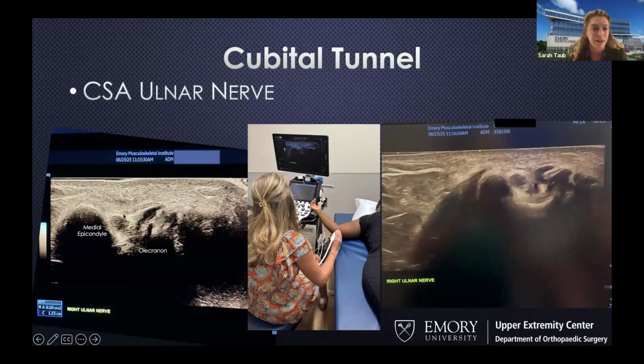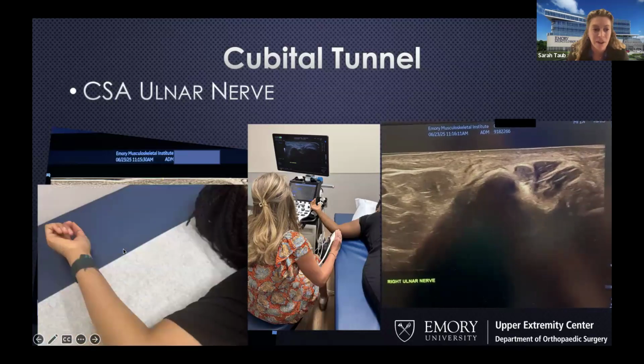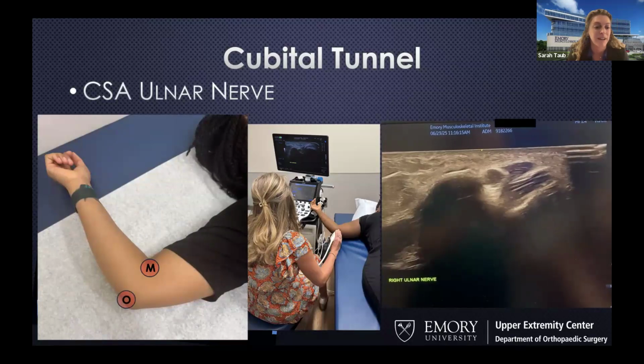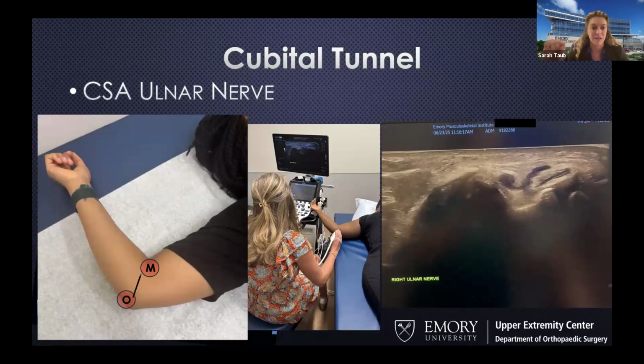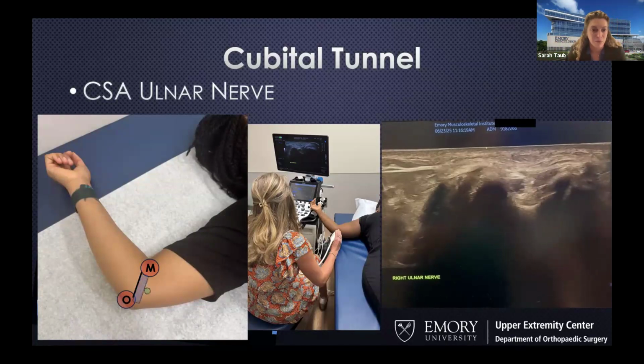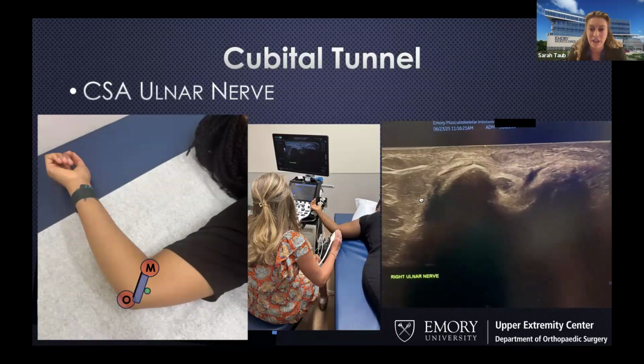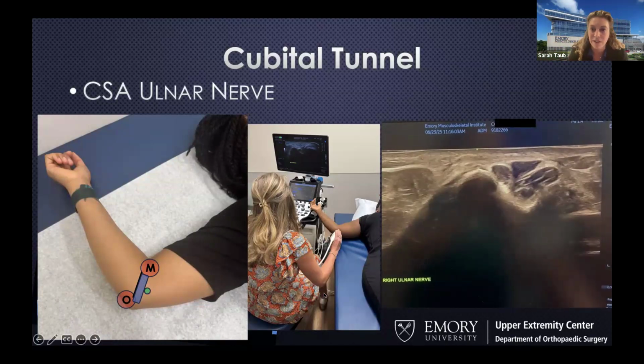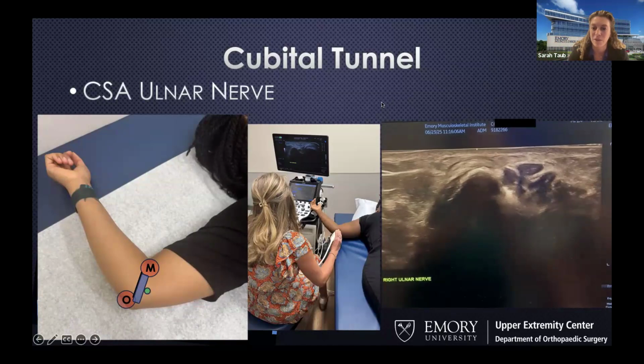So again, it's 10 or above. This one here is kind of normal. This is just showing exactly how you find it. So your medial epicondyle, your olecranon, you're going to draw a line basically between them, place your probe right over it, and you should get a picture sort of like this. And then if you're injecting, your needle would go right there. You're just going to infiltrate that whole area.